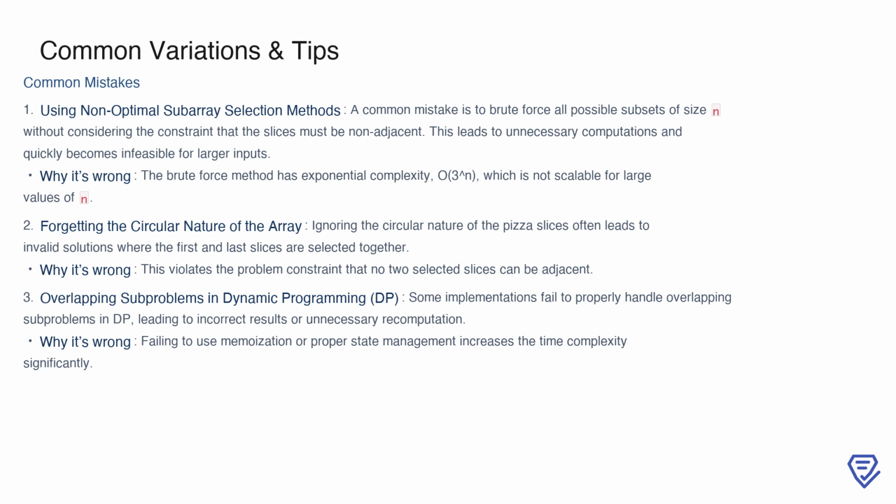This brute force method has an exponential time complexity of O(3^n), making it impractical for larger inputs. Another frequent mistake is forgetting the circular nature of the pizza slices. When this happens, solutions often include both the first and last slices, which violates the problem's adjacency constraints. Additionally, some implementations struggle with overlapping subproblems in dynamic programming. Without proper memoization or state management, these solutions may either recompute the same subproblems multiple times or produce incorrect results. This increases the time complexity and can make the solution inefficient.